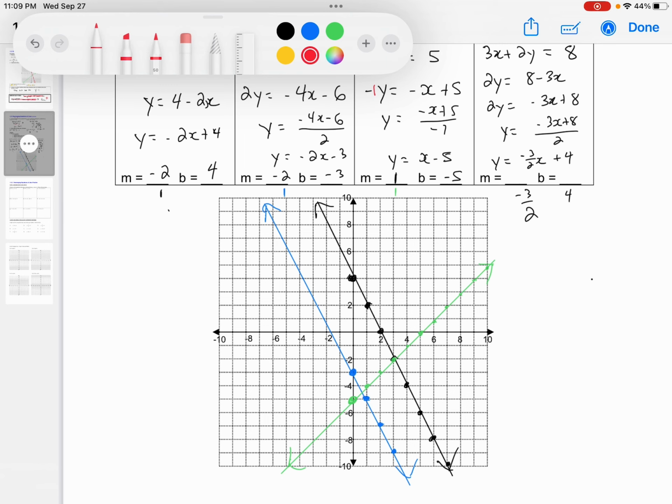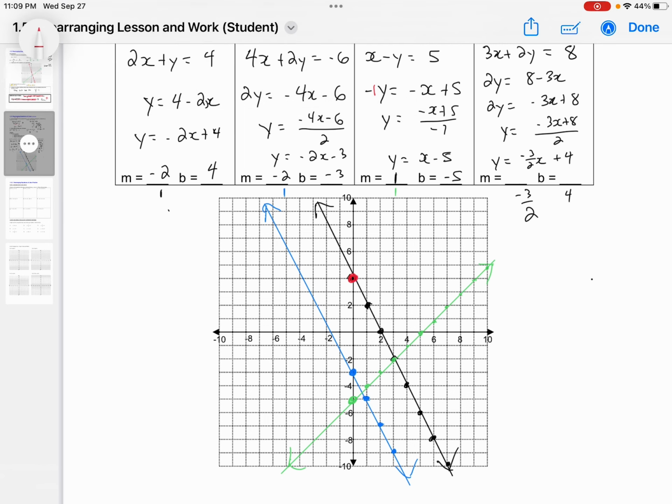Y-intercept 4. So I go on the y-axis up to 4, right there. And then the slope is -3 over 2. So that's rise and run. So I rise -3: 1, 2, 3, run 2. There's another point. Rise -3: 1, 2, 3, run 2.